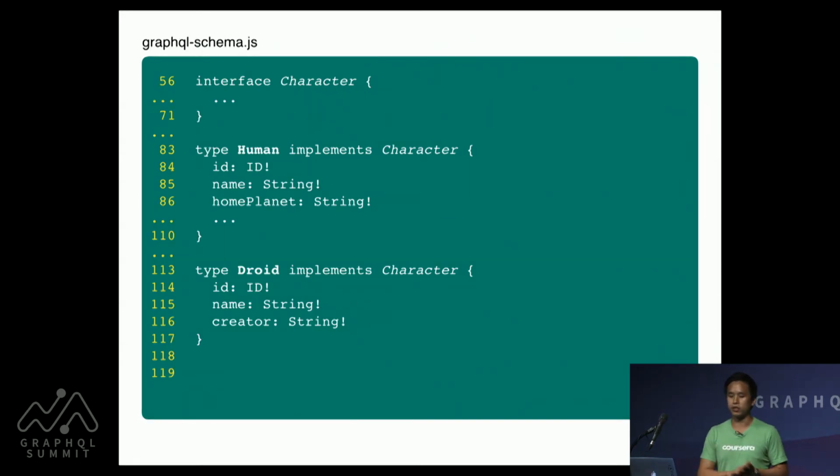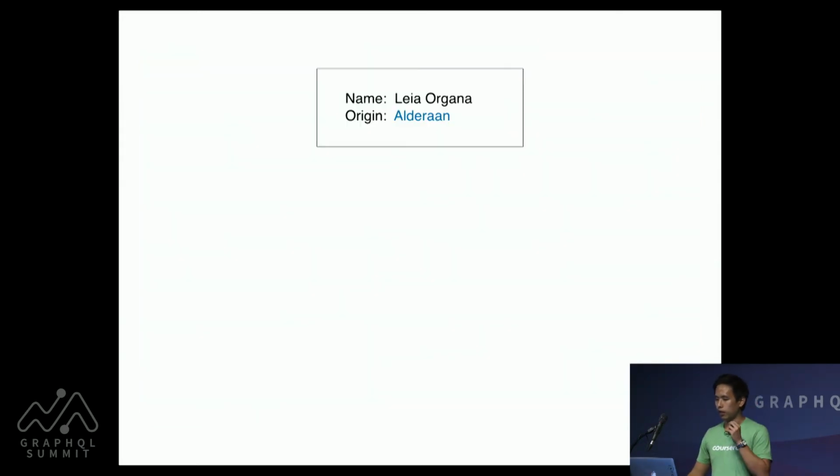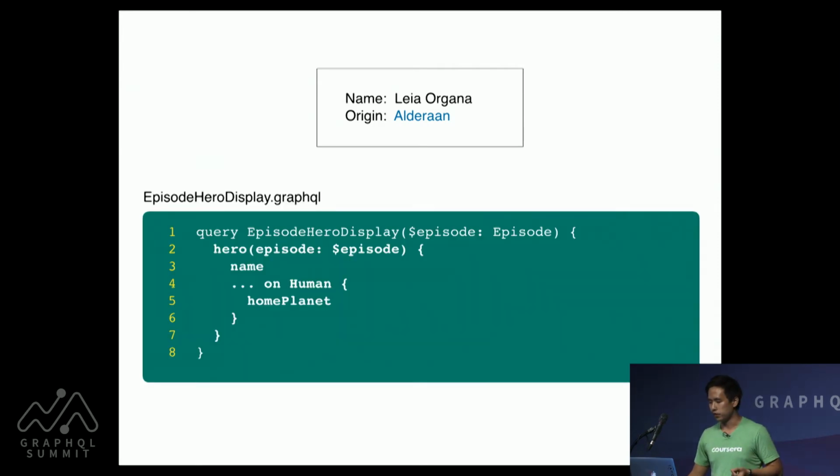So we dig into our schema, and we notice that there's actually a character interface, and there are two implementations of character, right? So this is cool. I'm going to go on and start implementing what needs to look like this. So what we might end up doing is writing a quick query to get all the information that we need.